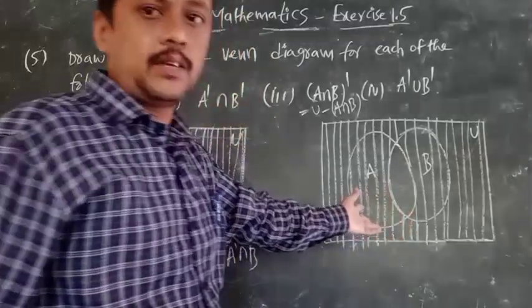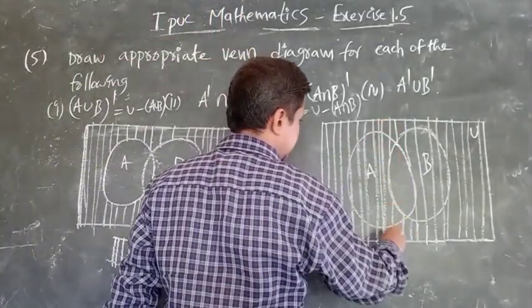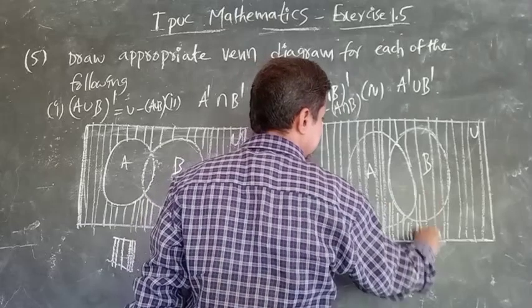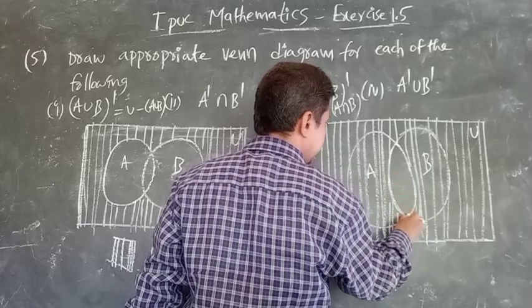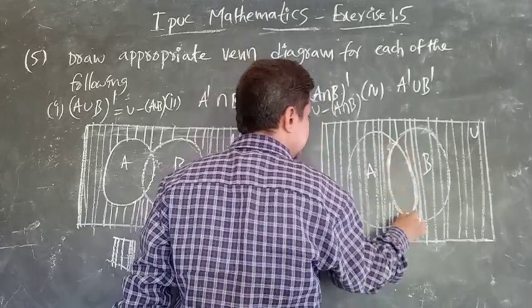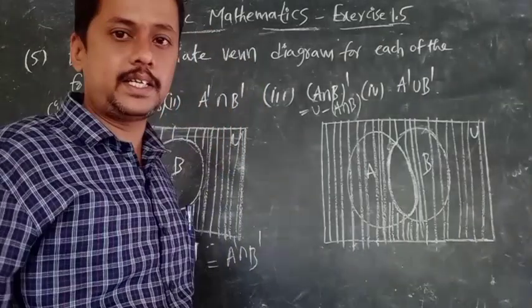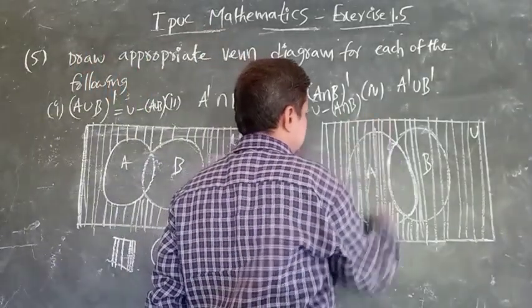This is the answer for this one. So we shaded here only. This part is known as what? Intersection. This part is the intersection. They are not shaded.